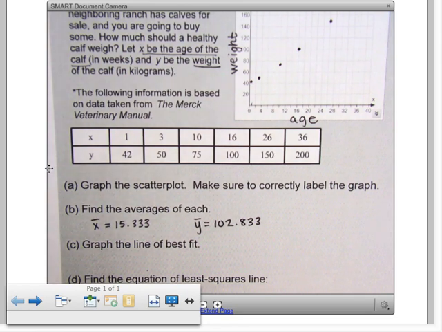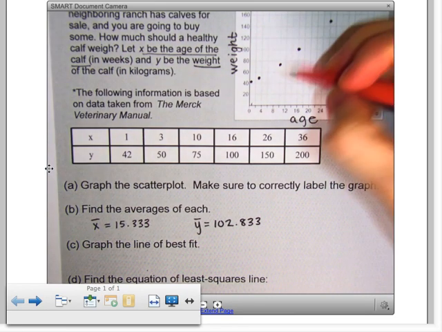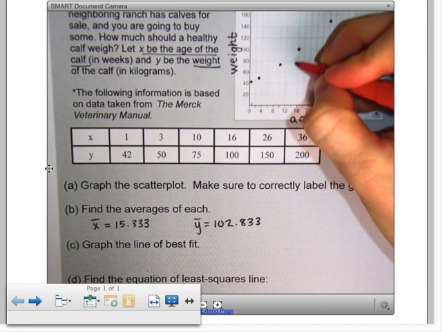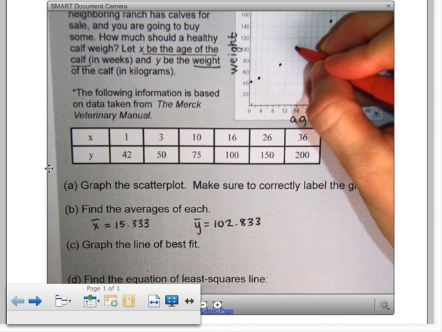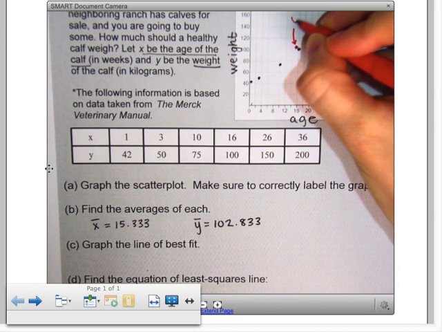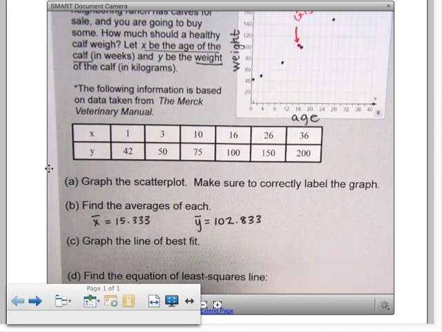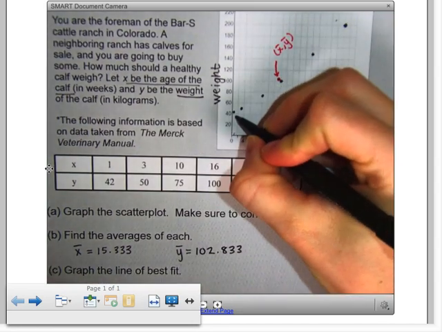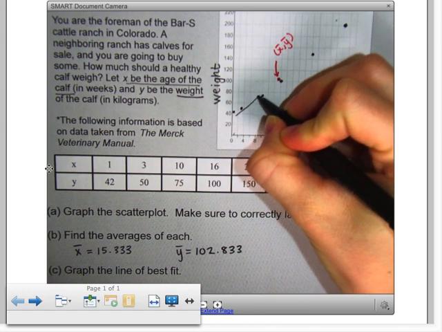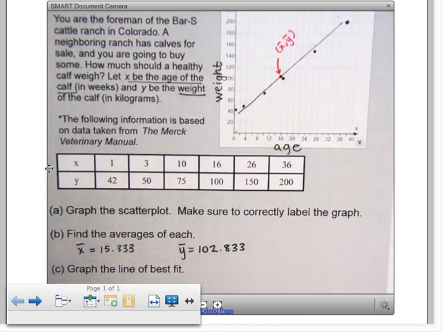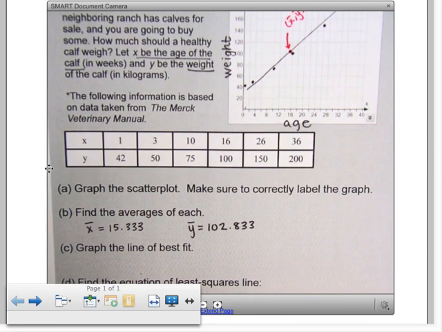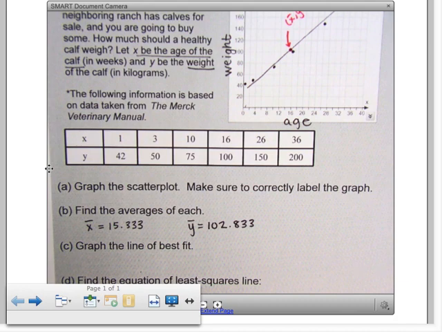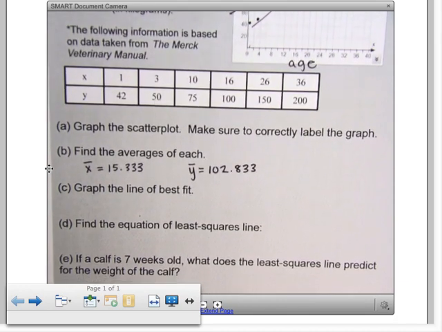Okay, remember the line of best fit, I have to graph this coordinate point here. So x is 15.33, y is 102.833. Remember I have to label the point too, so I'm going to draw an arrow and say this is x bar, y bar. Okay, now go ahead and draw your line. So remember, as long as roughly the same amount of points are on each side and it goes through the x bar, y bar. Okay, so we already did part C. So now if we do part D.